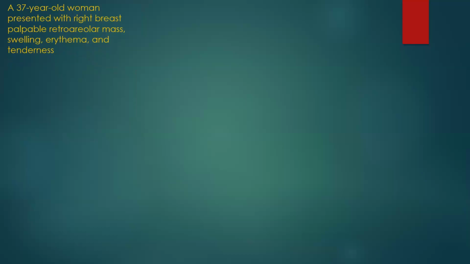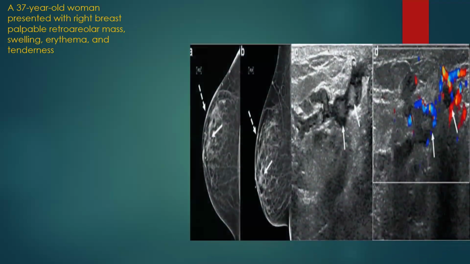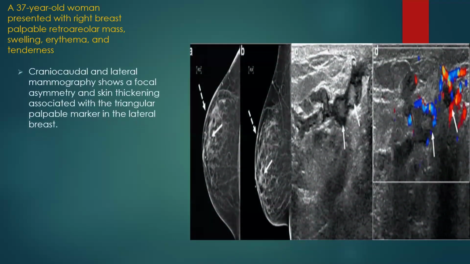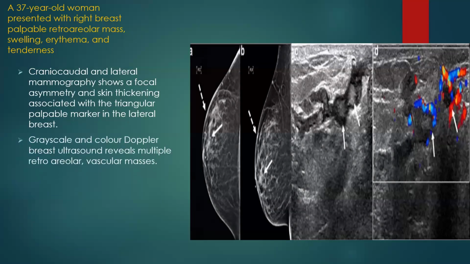Another patient who is 37 years old presented with right breast palpable retroareolar mass, swelling, erythema, and tenderness. The craniocaudal and lateral mammography shows a focal asymmetry and skin thickening associated with the triangular palpable marker in the lateral breast, if you can see it. The grayscale and color Doppler breast ultrasound reveals multiple retroareolar vascular masses.